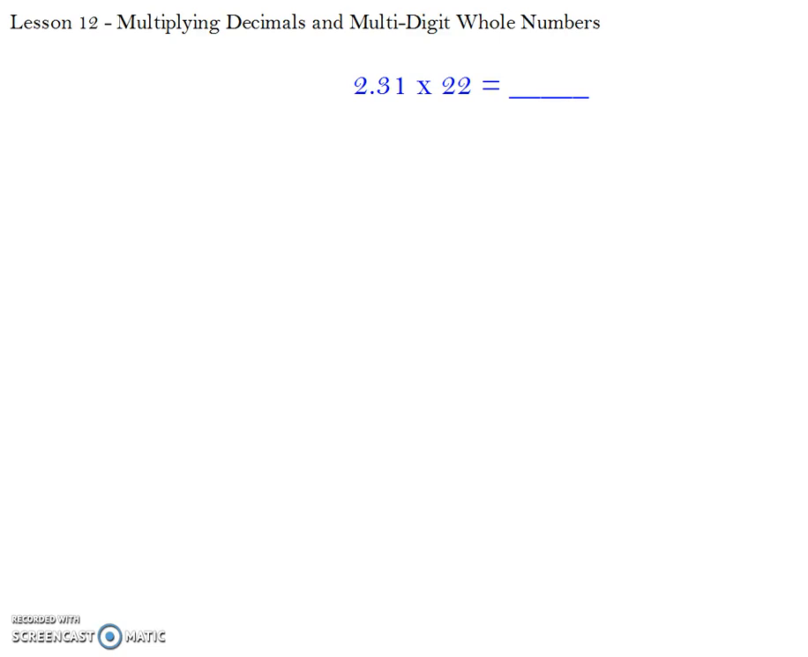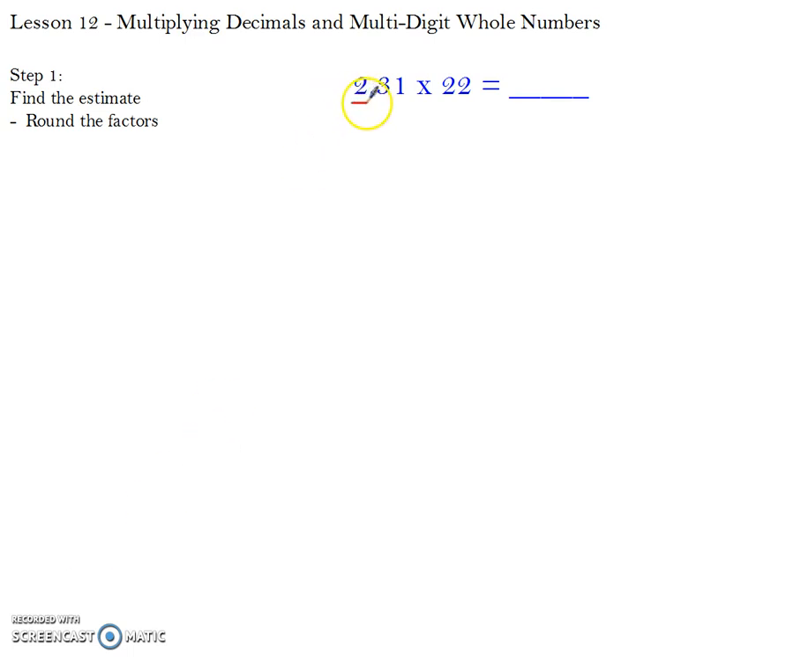In Lesson 12, we're going to continue building our fluency for multiplying decimals and multi-digit whole numbers. Our first problem that we're going to work with is 2 31/100 times 22. Step 1 is we want to find the estimate for a multiplication sentence by rounding the factors.